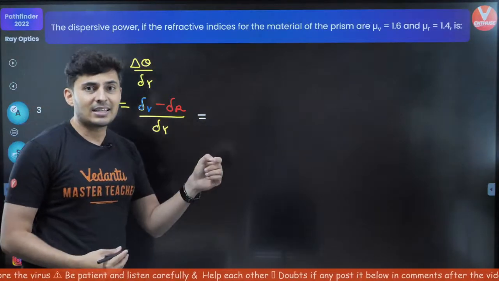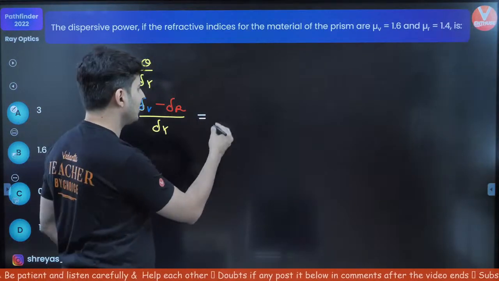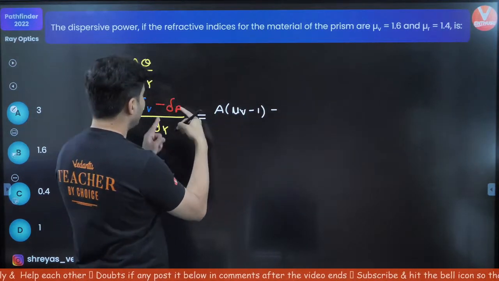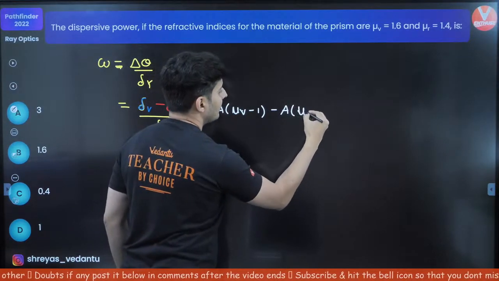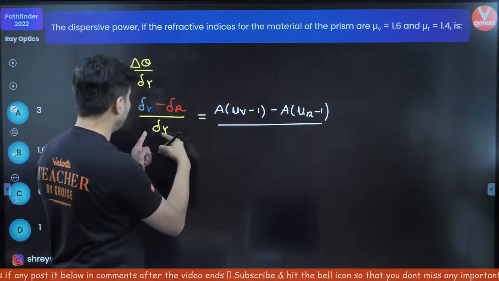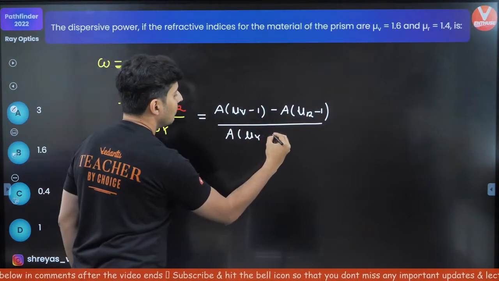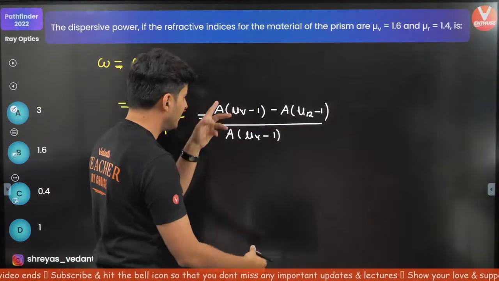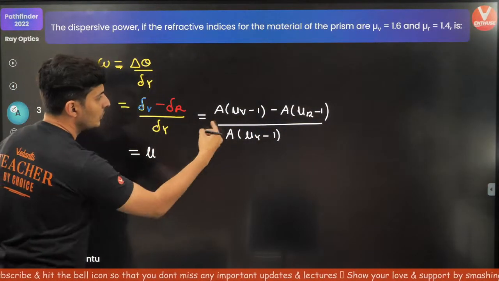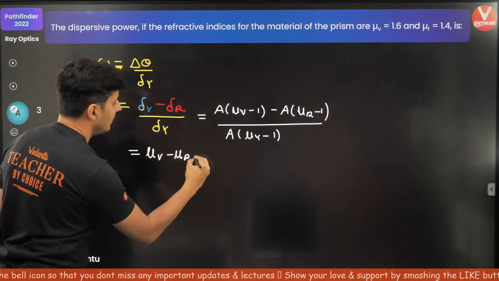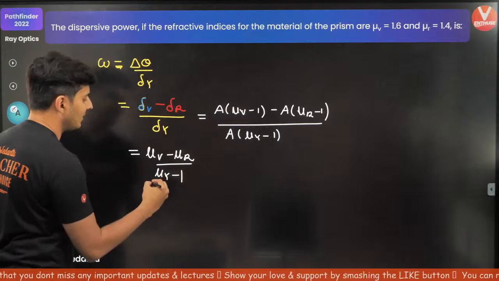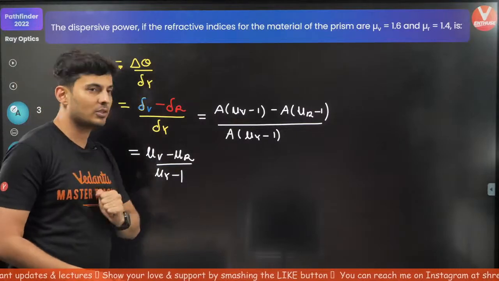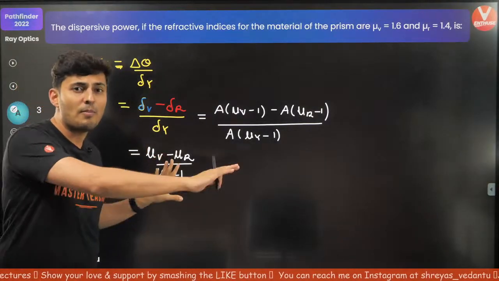Remember, delta is nothing but A into mu minus 1. So just substitute the values. A into mu violet minus 1 minus A into mu red minus 1, the whole thing divided by A into mu yellow minus 1. A goes everywhere and this one also goes. So you are just left with mu violet minus mu red divided by mu yellow minus 1. You can remember this formula, but if you don't, these are the steps to get to it. You can remember this formula directly from my previous slide.